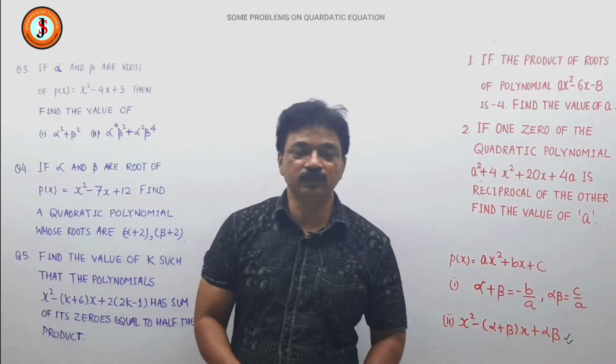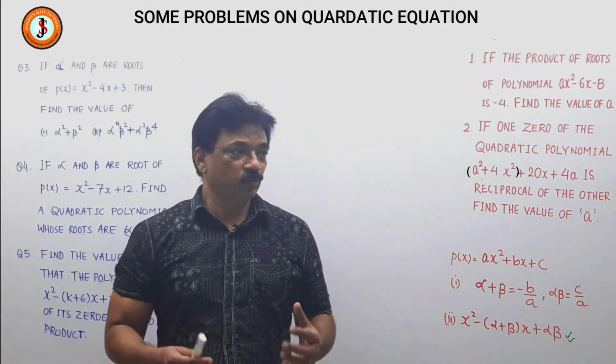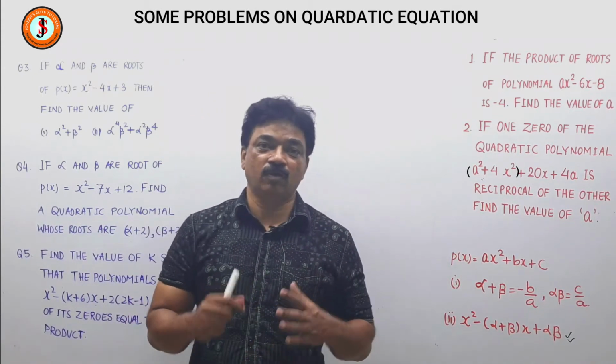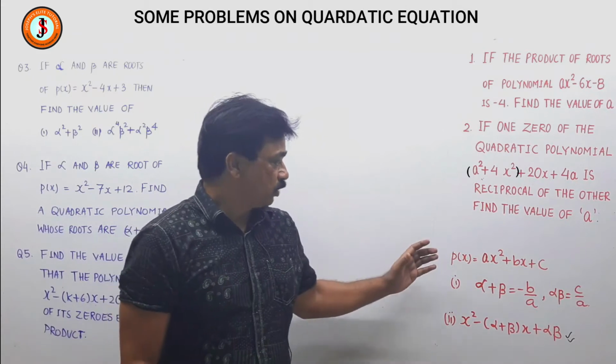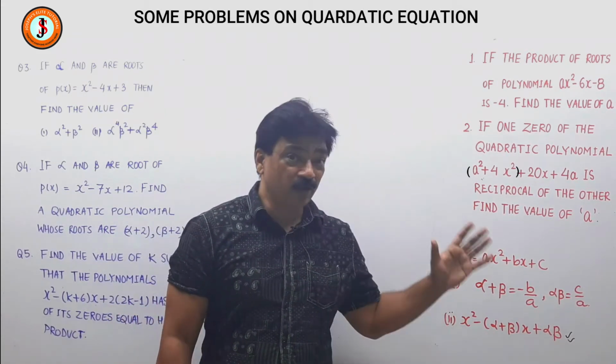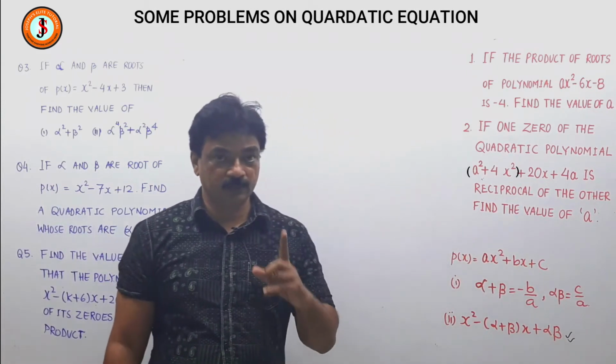So students, we are going to solve a few problems on the chapter polynomials, and you know the basic concept of solving quadratic polynomials. First let us have a look. A quadratic polynomial can always be expressed in the form of ax square plus bx plus c. That is the first thing.